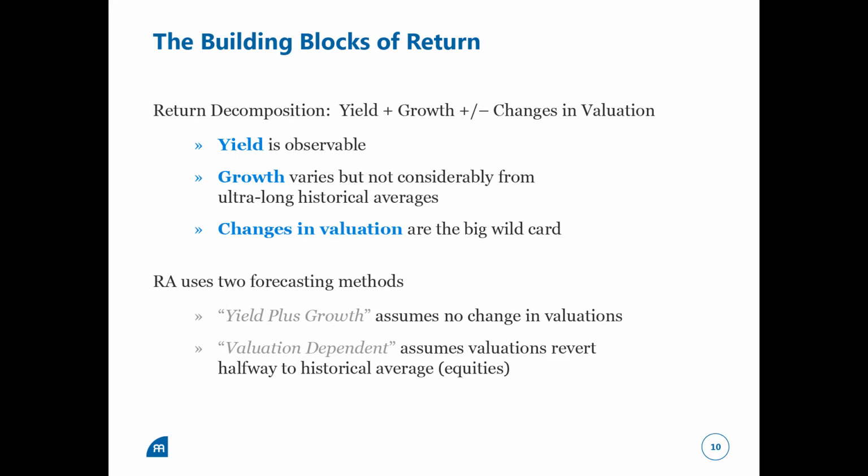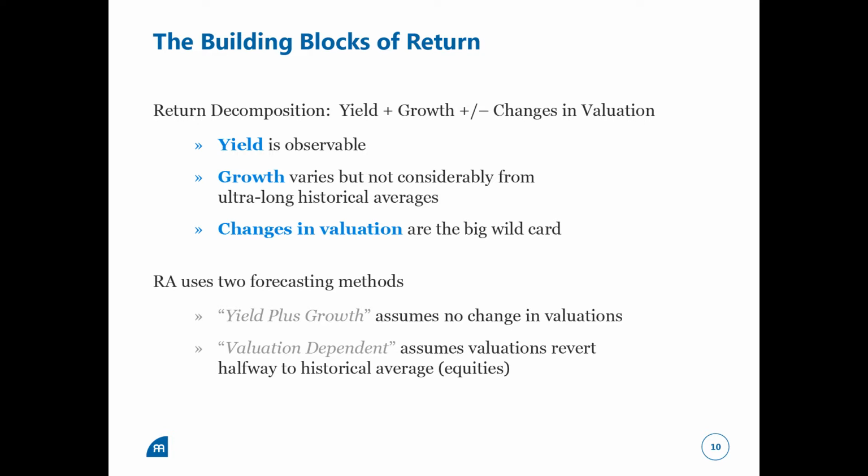And because of that, on Asset Allocation Interactive at researchaffiliates.com, we give the option of two forecasting methodologies. The first one just gets rid of that really big wild card. It just says, what's the yield plus the growth in the asset class? The other one says, well, if things are trading really rich, we'd expect them to get a little cheaper. If things are trading really cheap, we'd expect them to appreciate a little bit. Has some degree of mean reversion in valuations, and I'll walk you through that here in a moment. So those are the two forecasting methods.